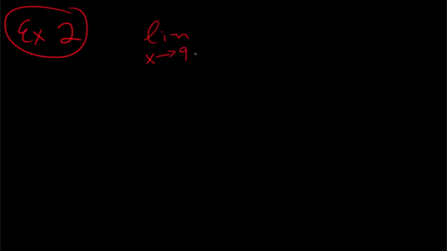Kids, today we're going to talk about section 2.2. We're going to start with example 2. We're given the limit as x approaches 9 of x minus 9 over the square root of x minus 3, and we're asked to find this both graphically and numerically.